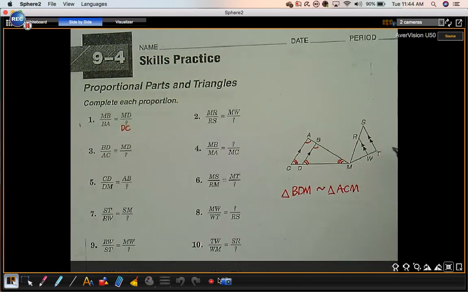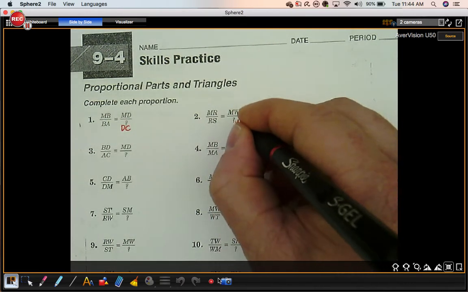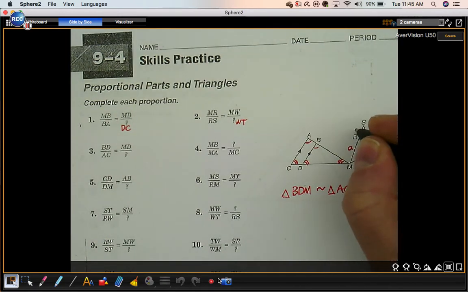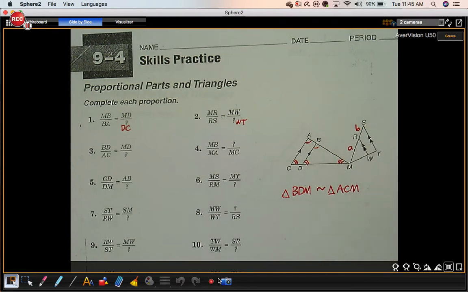And number 2, M to R compared with R to S. That's the same thing as M to W compared with W to T. We also did this in the videos before as well. We used lowercase letters, so M to R is lowercase a, R to S is lowercase b. We'll call this lowercase c and lowercase d. A to B equals C to D.